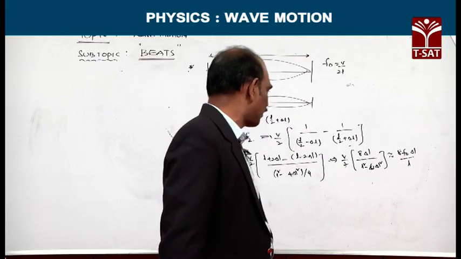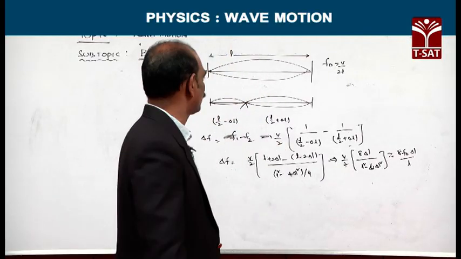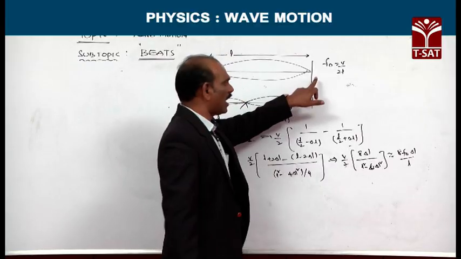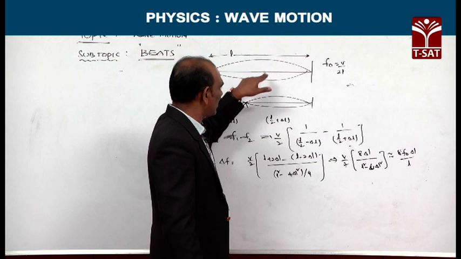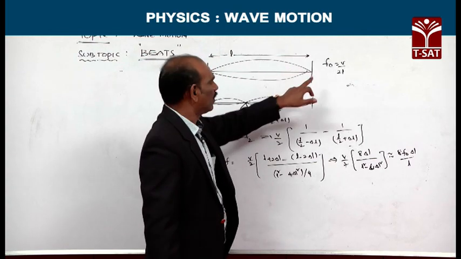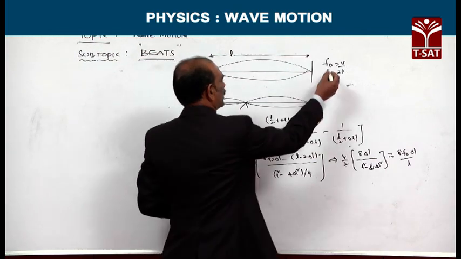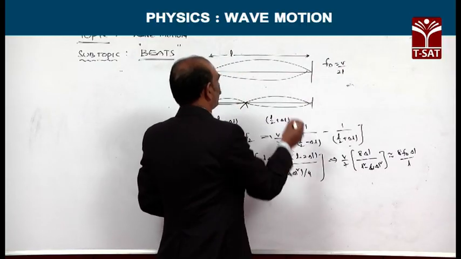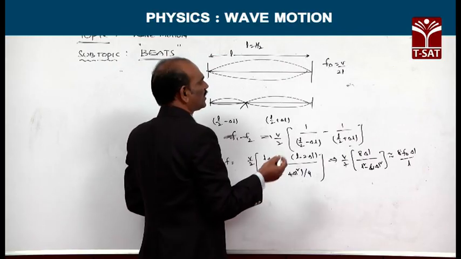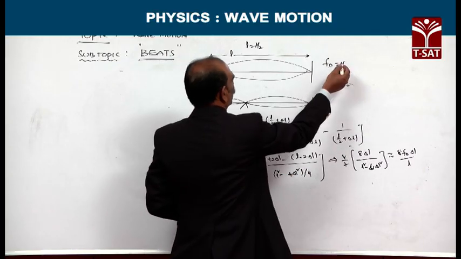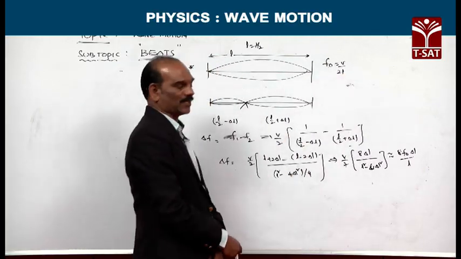Now let us see one problem on how the sonometer is linked with beats. This is a string of length L which is fixed at both ends. It is vibrating in the fundamental mode. Therefore, the fundamental frequency F0 is equivalent to V by 2L because L is equivalent to lambda by 2 over here. Frequency n is equivalent to V by lambda, so you will get V by 2L as the frequency.